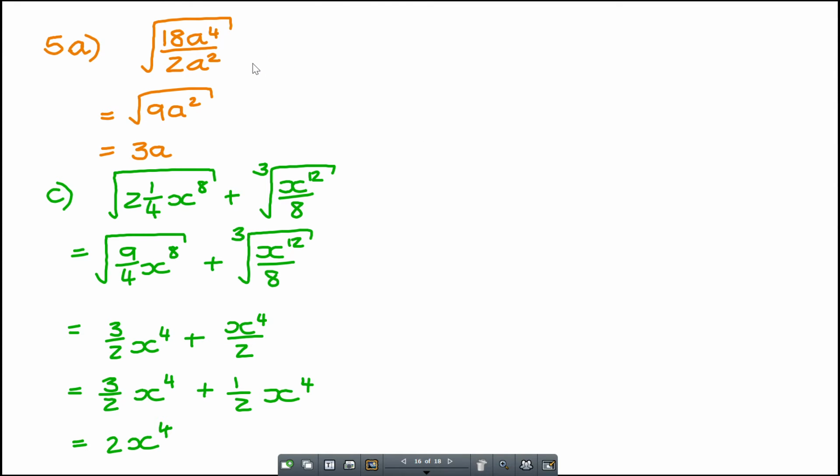Okay, there's 5A and C. Have a look at 5A. I first had to simplify inside that root before I can actually get the square root of the 9A squared.